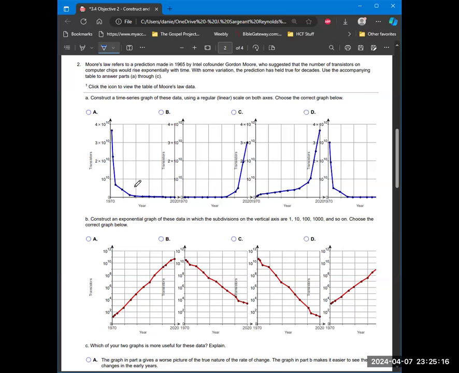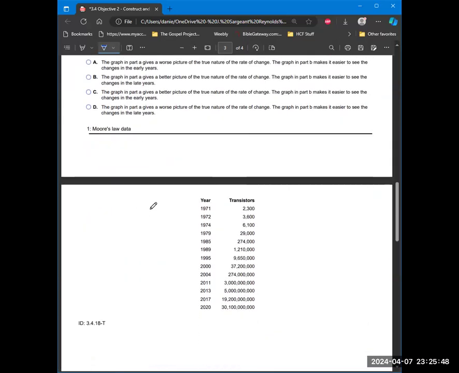Question 2, Moore's law refers to a prediction made in 1965 by Intel co-founder Gordon Moore, who suggested that the number of transistors on computer chips would rise exponentially with time. With some variation, the prediction has held true for decades. Use the accompanying table to answer parts A through C, and the table is down here.